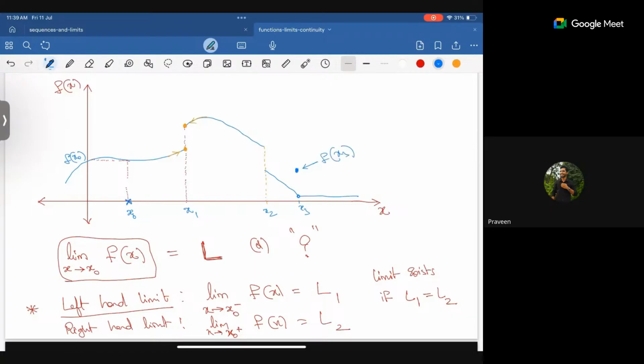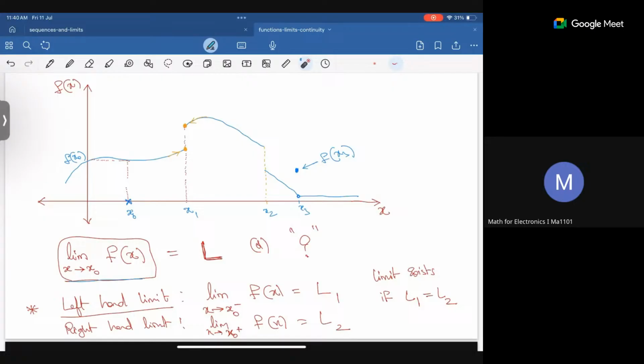Sir, I have a question. Do we always have to check for LHL and RHL, or in some cases can we directly put the limit value into the function? It's a good practice to check left hand limit and right hand limit separately. Whenever we say compute the limit, it is always asking you to compute the left hand limit and the right hand limit. So that's the best practice.